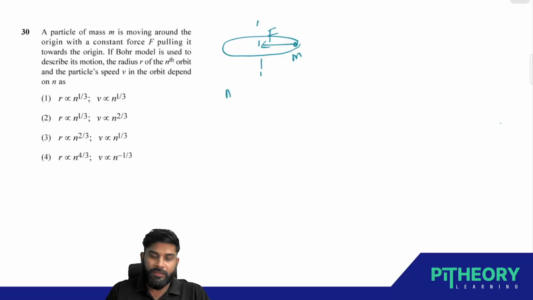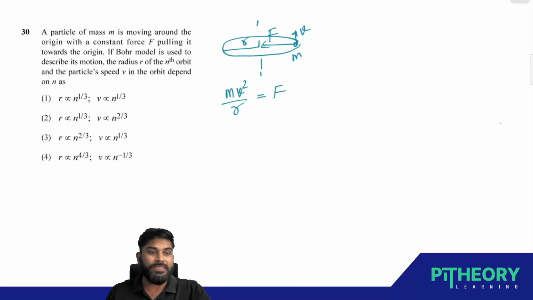Correct? So we can write the first equation, mv square by r. If the linear velocity of this particle is v, and r is the radius of this orbit, mv square by r equals that constant force F. Correct? And we also write the Bohr quantization principle. What is it? We have mvr, which is the angular momentum, which is nh divided by 2 pi. If we club these two, we will get this very easily.